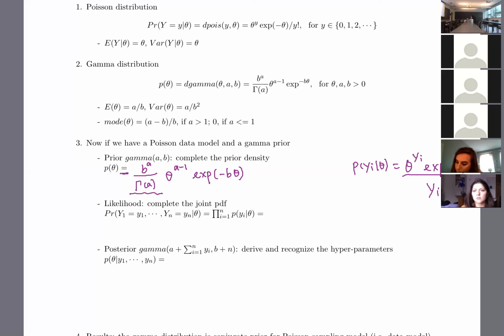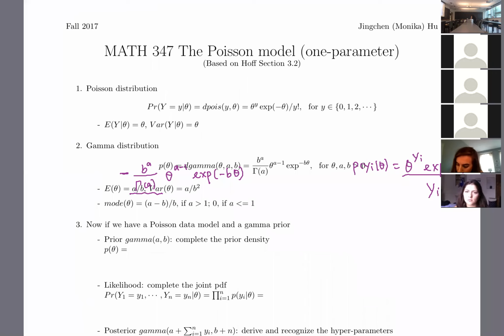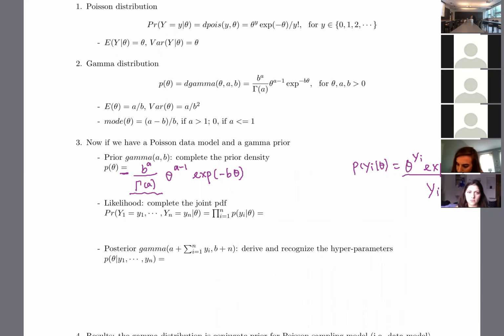So now this is for one yi, but if you want to do it for the product of the yi, first of all, we assume that y1, y2, ..., yn given theta are iid, independently identically distributed as Poisson theta. Because they're iid, the joint of all of the yi would just be the product of the marginals. So let me just write it out step by step.